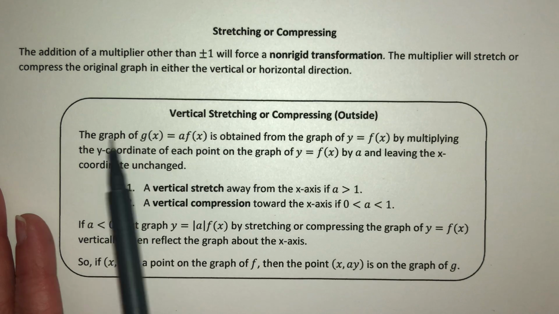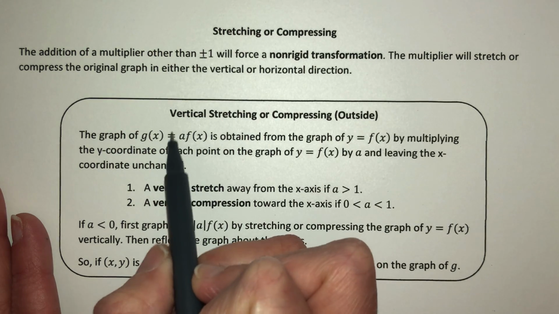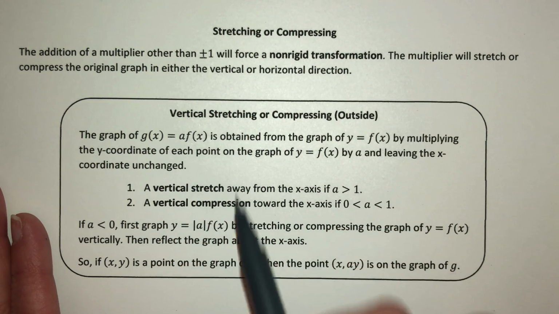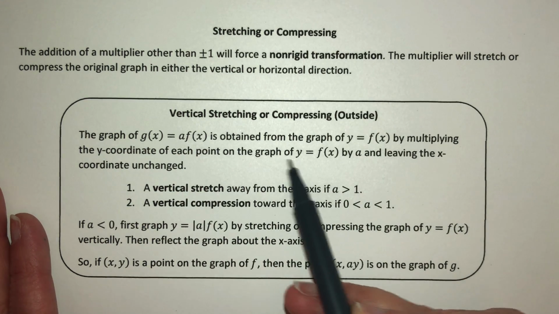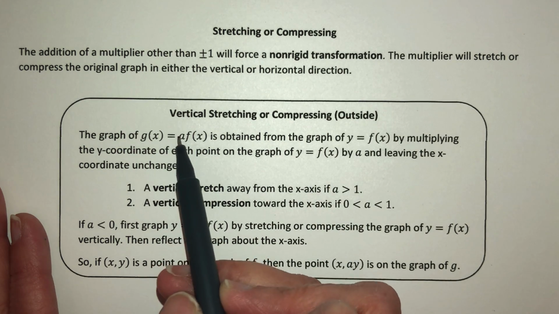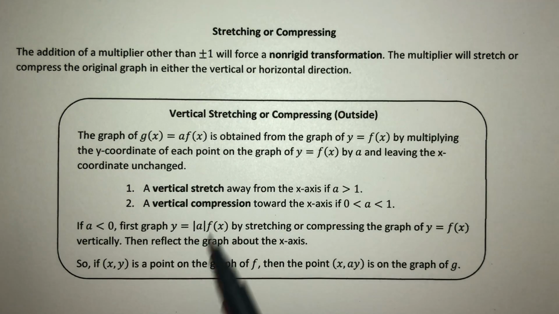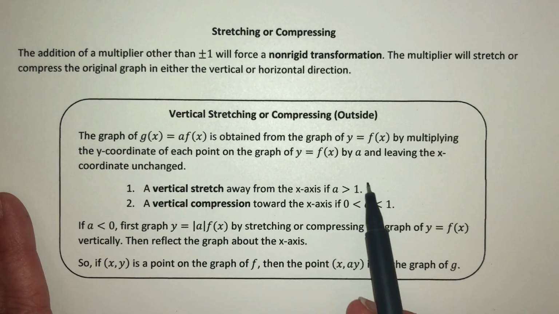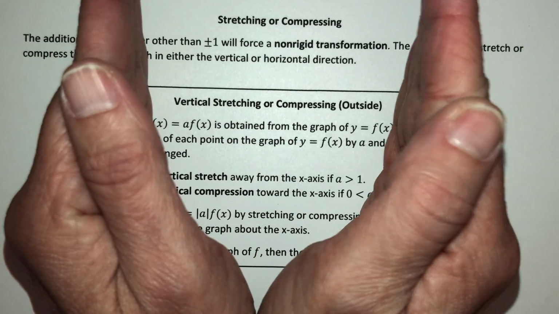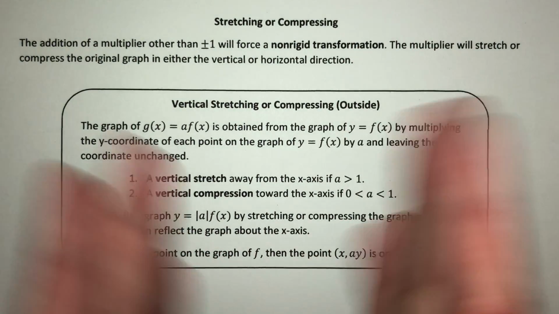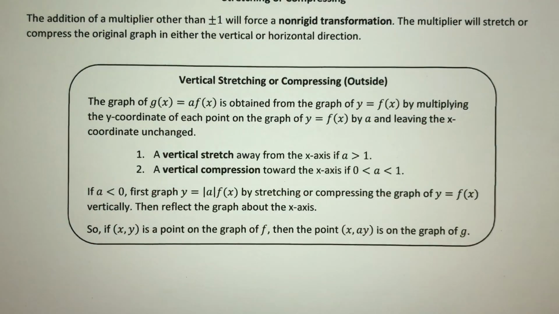Okay, the graph of g of x equal to a times f of x. So we have a multiplier here that is outside of our function. And the way we do this is we multiply the y-coordinate of every single point on the graph of our original by that number, and we don't change our x. Okay? So what ends up happening is if a is a number larger than 1, so imagine that we have x squared and it's normally like this, then it's going to be stretched away and get more like that, okay?